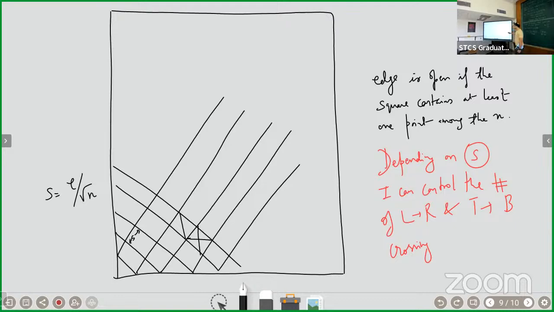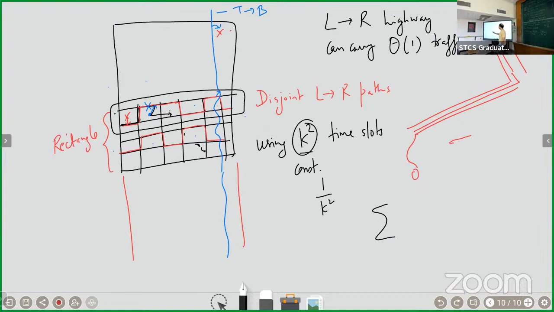Depending on tau, I have so many left-right and top-bottom crossings. Then I'm going to look at rectangles. There are sufficiently many left-right and top-bottom crossings. So I'm going to subdivide the rectangle so that in each subdivision there is at least one path which is going this way and crossing it. All you have to argue is the number of people who are sharing this. That's all.